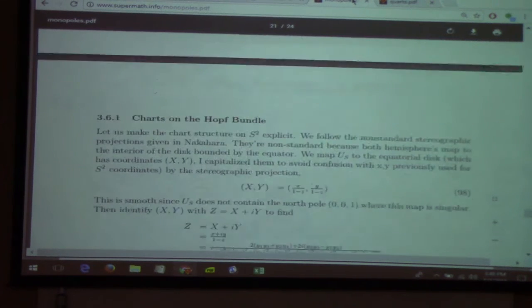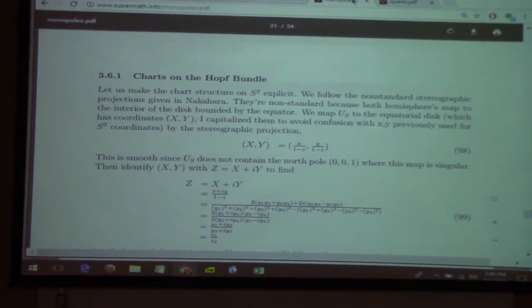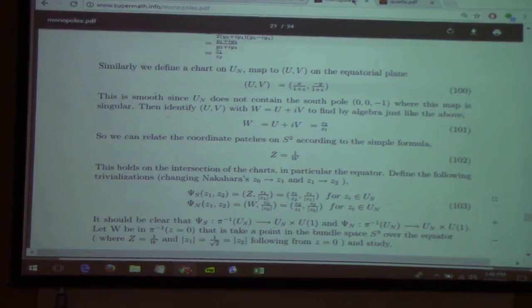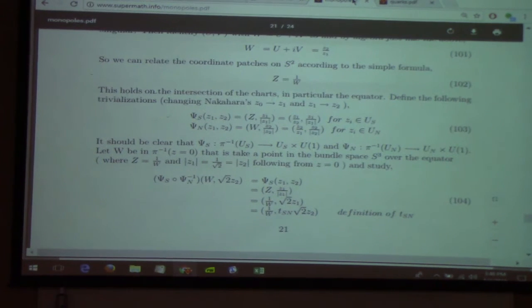Let's see here. There's charts on the Hopf bundle. When you define charts, these are nice charts, but they have trouble when z equals 1, which corresponds to the North Pole, singular at the North Pole. Of course, you can do the other, then you lose z equals -1, which is the South Pole. So you get the North Pole and South Pole charts, and you can work out the relation between the charts. I'm probably not showing you enough to make sense of it at the moment, but anyway, fun fact, there is an interesting and non-trivial relation between magnetic monopoles and S3 as a bundle over S2.